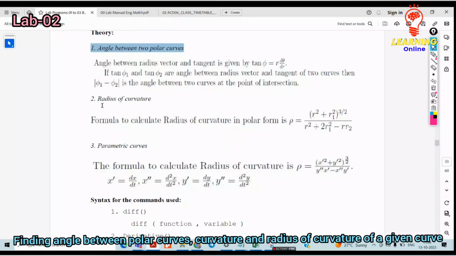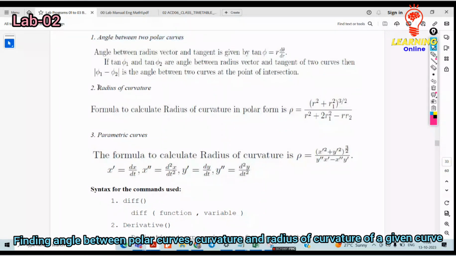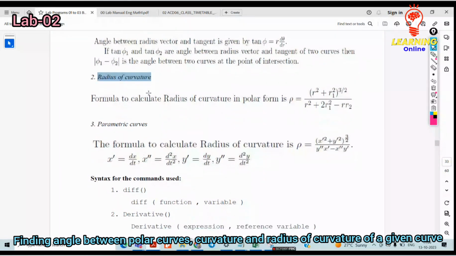Okay, then the radius of curvature. For the radius of curvature, you can directly use this formula to get the answer. That is in the polar form: rho is equal to (r square plus r1 square) raised to the power of 3 by 2, divided by r square plus 2 r1 square minus r r2. Okay, this is the formula for the radius of curvature.